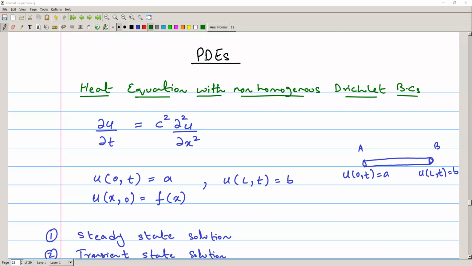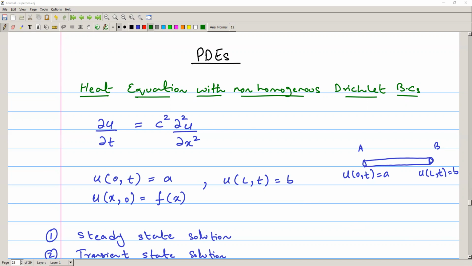Hi guys, welcome to the lesson of partial differential equations. So the topic of our discussion is the one-dimensional heat equation. In the last class, we discussed the homogeneous one-dimensional heat equation with homogeneous Dirichlet boundary conditions.